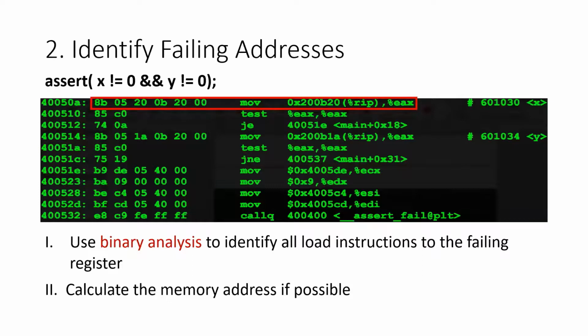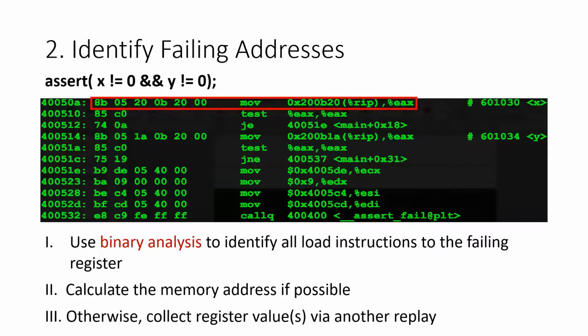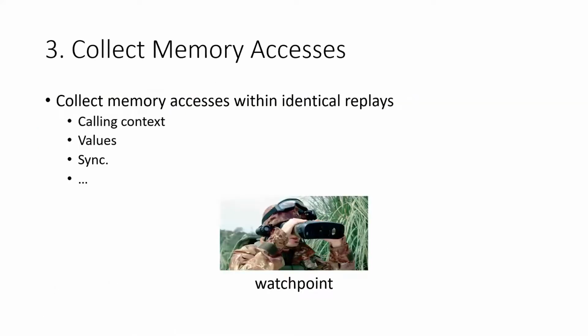The source operand is the memory address 0x2b0 plus RIP. Since RIP is the address of the next instruction, the failing address can be computed. But if RIP is a general register, Vultr utilizes another replay to collect the value of this register so that the address can be computed. Once the failing address is determined, Vultr installs a watchpoint on that memory address and collects information within an identical replay, including the calling context, values, and so on.